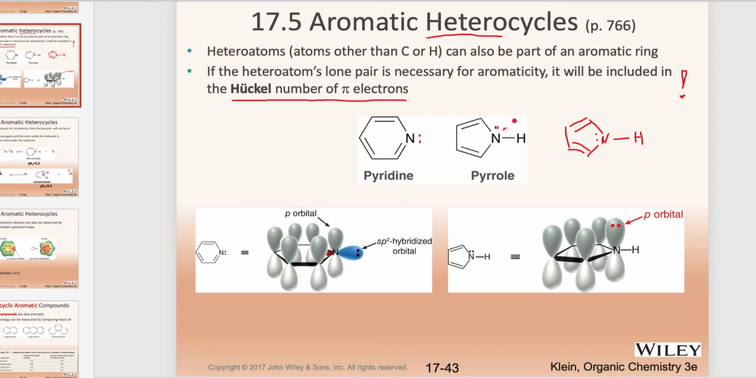When we look at this structure here, pyrrole, we only have four electrons in the ring. We will need these electrons. And it doesn't matter whether you write it like this or like this, or whether the electrons are shown at all. You need to understand that this is an aromatic compound.